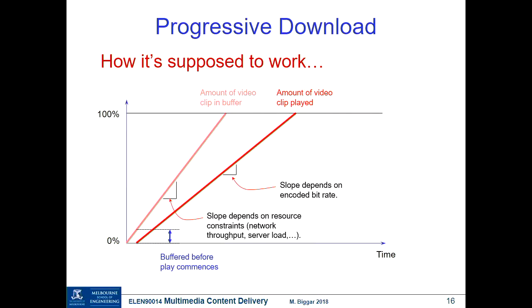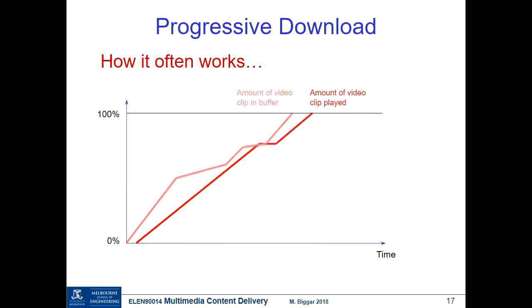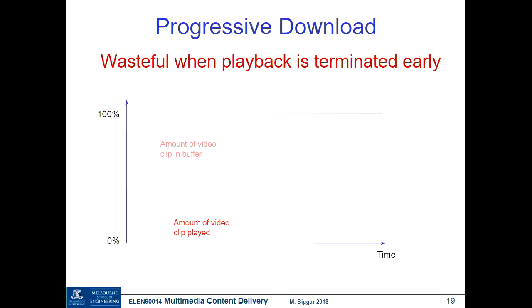The network is variable, and they can intersect. And once they intersect, of course, this line is trying to play out something that isn't in the buffer yet, and so we have to pause playback and show that, or something like it, which we've all seen too often probably.